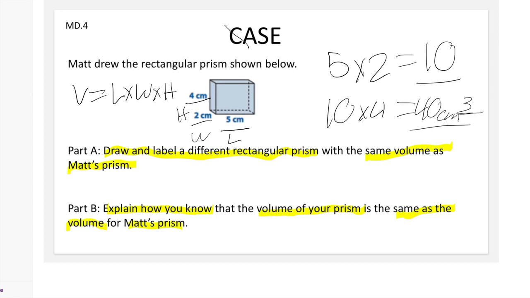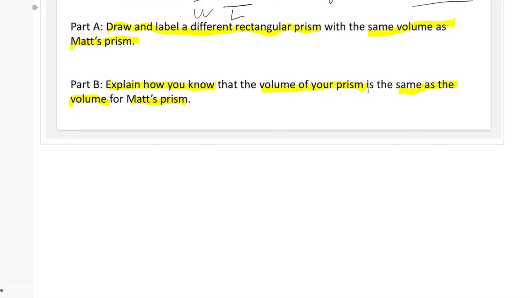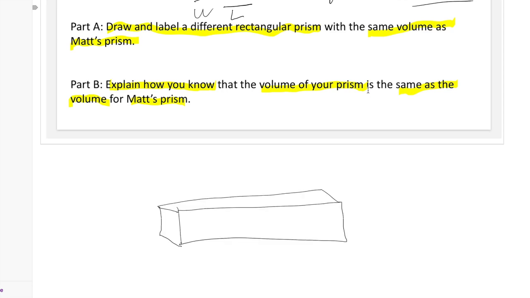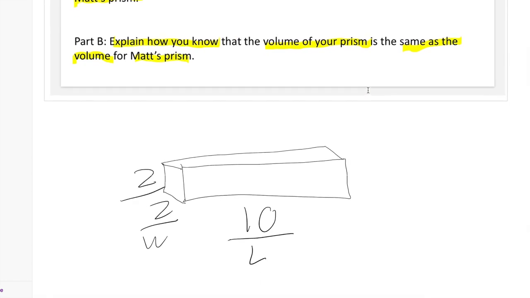The second chunk of part A tells me to draw my own prism. So I'm going to go down here and draw my own prism. To make my own prism, I will need to find 3 different numbers to make 40 centimeters cubed. I tried a few different combinations, and the one that worked best was 10 for the length, 2 for the width, and 2 for the height.